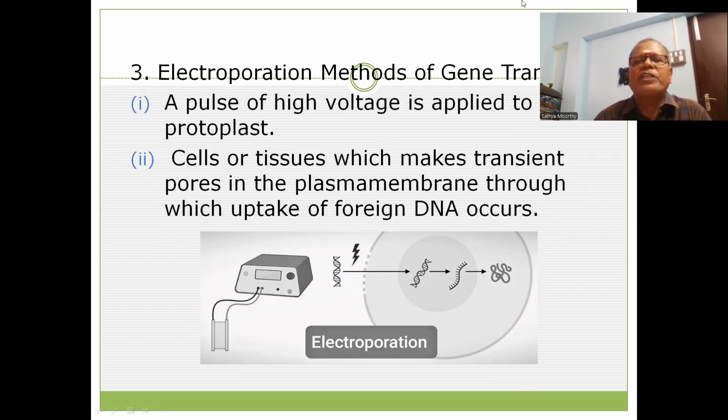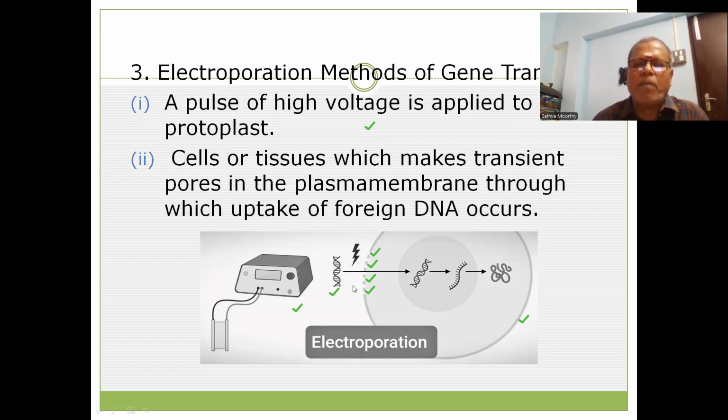So, the electroporation method of gene transfer. In this method, the host cell is placed in a culture medium. If you want to introduce the foreign DNA into the host cell in the culture medium, you introduce electricity, or high voltage is applied to the protoplast. What will happen? It will create minute pores. So here pores are created by using electricity. We are calling it electroporation.